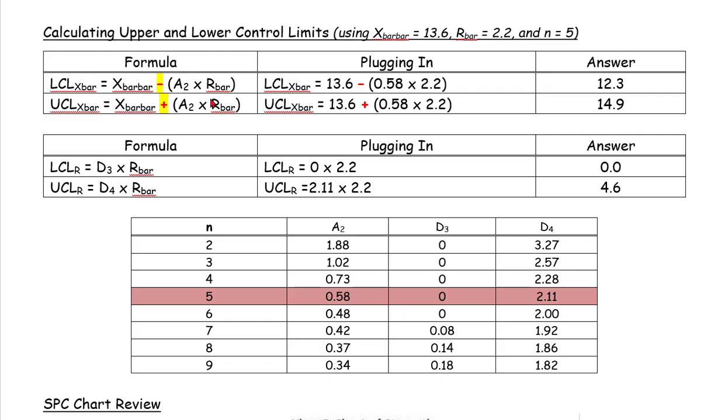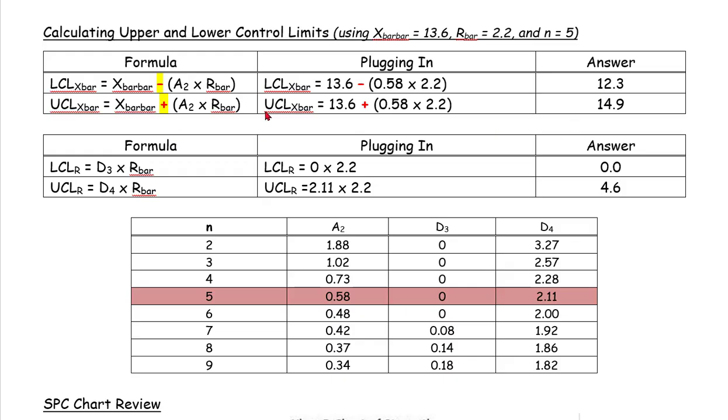So calculating control limits. Here's my formulas. Here is my table of A2, D3, and D4s. And so I go ahead and start plugging numbers in. My lower control limit for X bar is equal to my X bar, which is 13.6 minus 0.58, because I am taking 5 measurements, as you saw in the previous example, per hour. So I use that number times my R bar, which is 2.2, and I come up with a lower control limit for my X bar of 12.3.